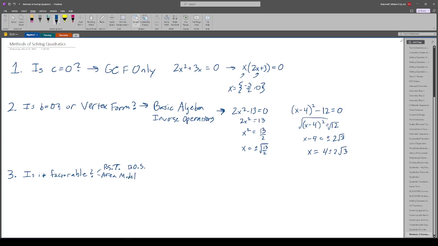One second while I come up with one that is factorable. Okay, so something like 2x squared minus x plus 6 equals 0.